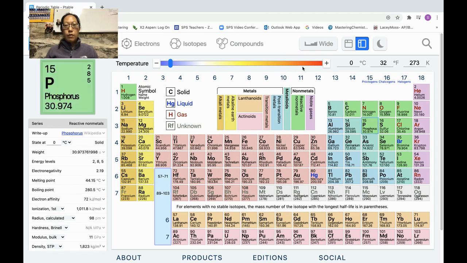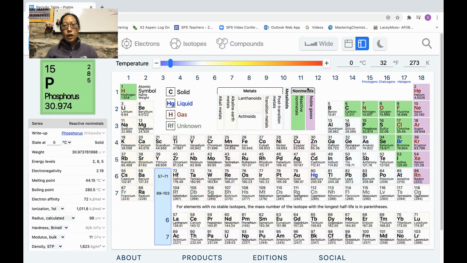And if we hover our mouse over the non-metals, you'll see that they are mostly on the right side of the table, except for hydrogen, which is number 1. And hydrogen is a gas and it is a non-metal. So those are our non-metal elements.